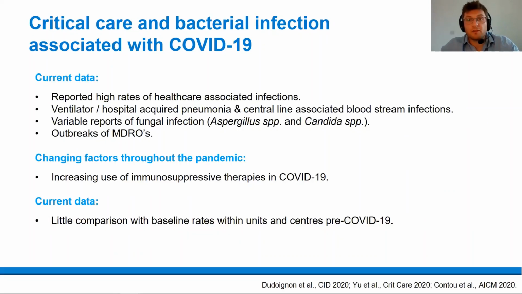Now, in terms of critical care and bacterial infection, I'm not going to go too much further into this because I think you will have already heard about this yesterday. But in terms of what the current data showed, there were high rates of healthcare-associated infections reported. And in terms of outbreaks, we're also now seeing reports of multi-drug resistant organism outbreaks being associated with these units. And I'm going to show you a little bit of that data in the next few slides.